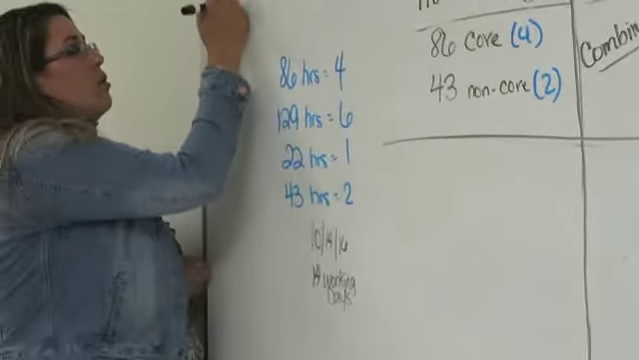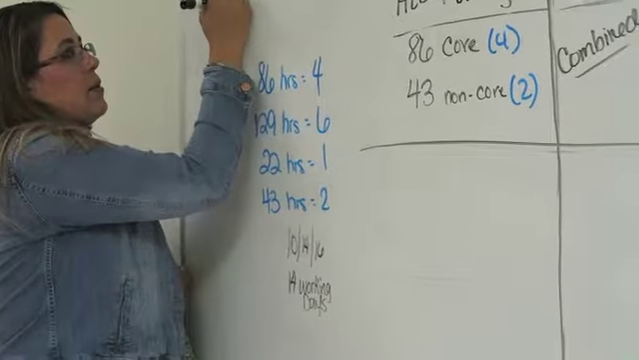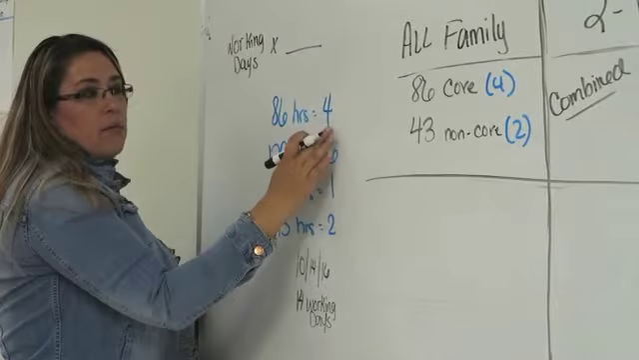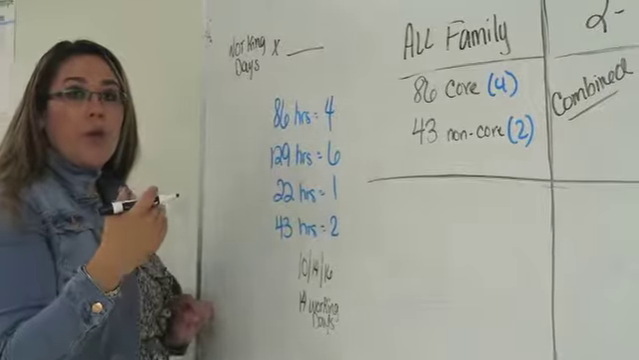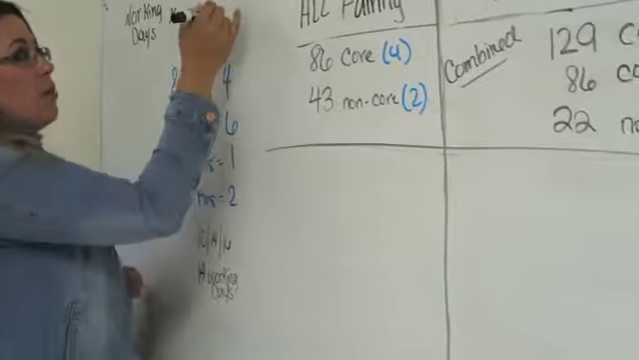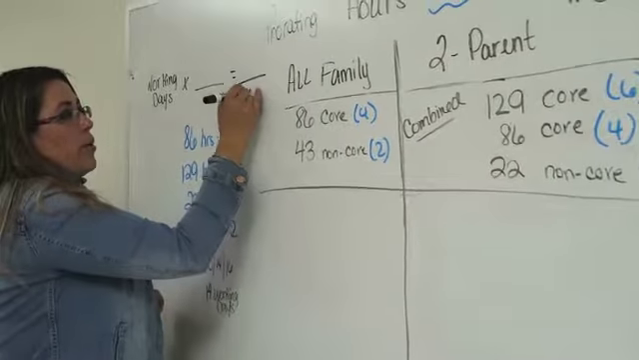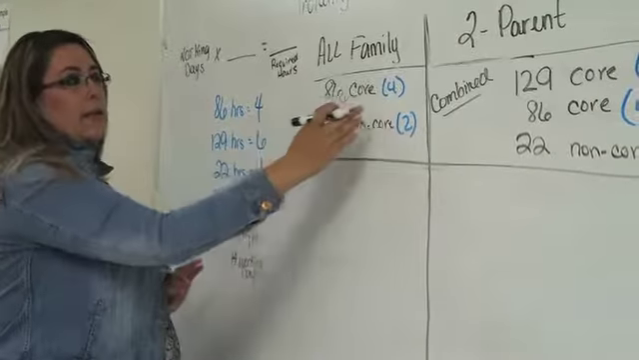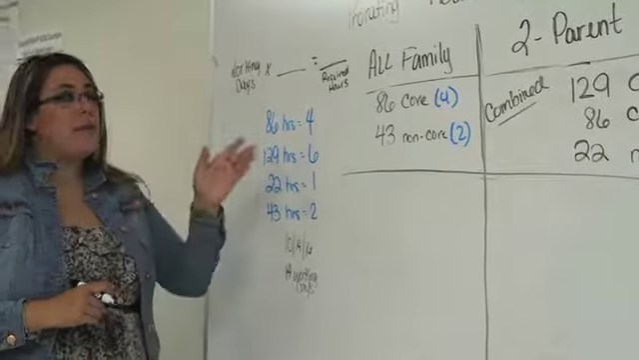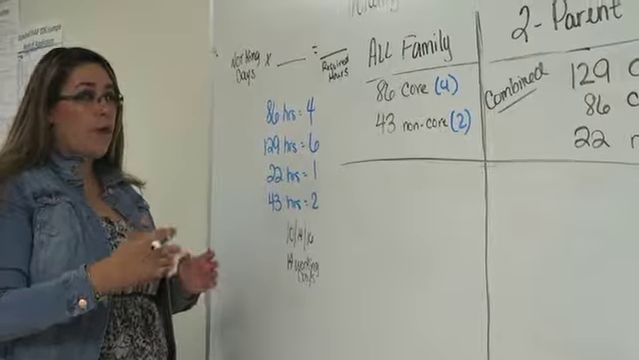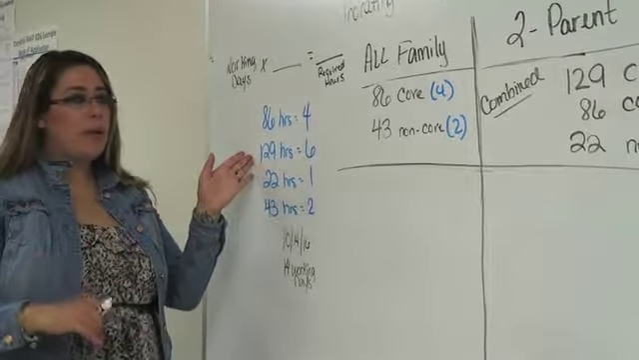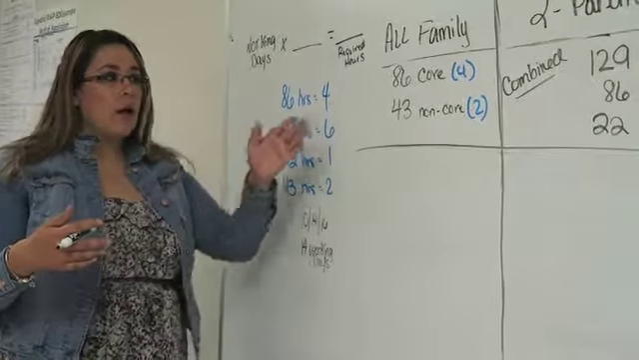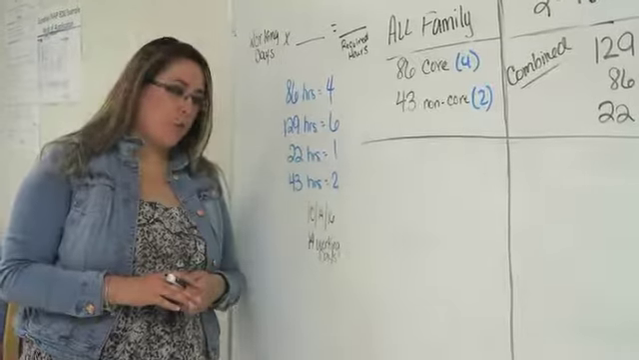When we take the working days, including holidays, times the average number of hours per day that they would need to complete in order to get the required hours. Okay? So for 86, normally you would multiply the working days by 4 in order to get the required hours for that core. 129 would be multiplied by 6, 22 would be multiplied by 1, and a 43 requirement would be multiplied by 2.